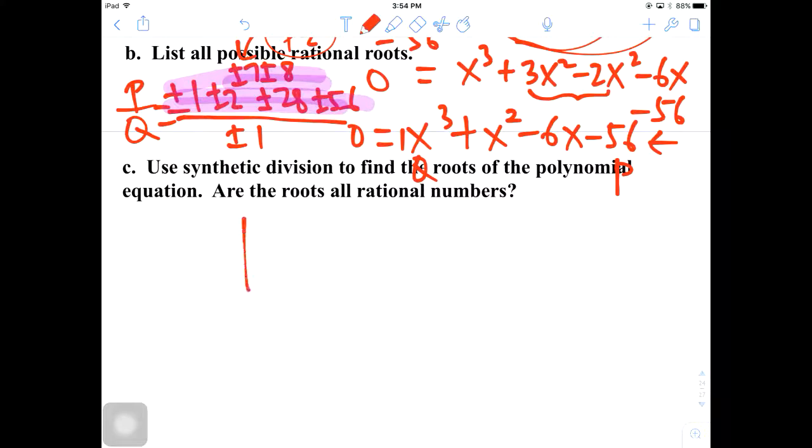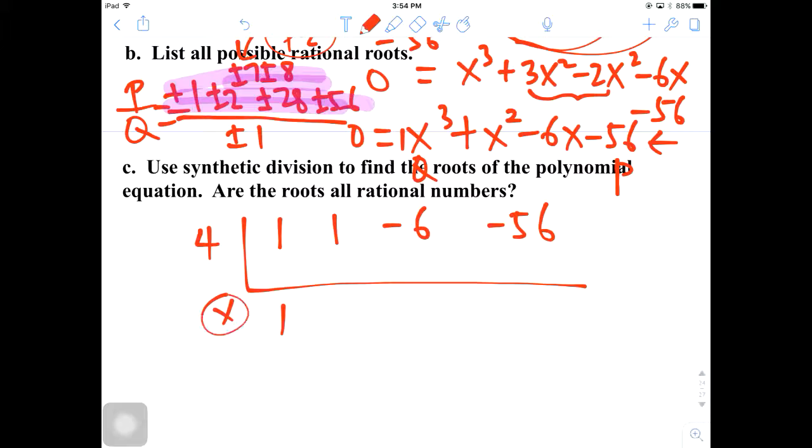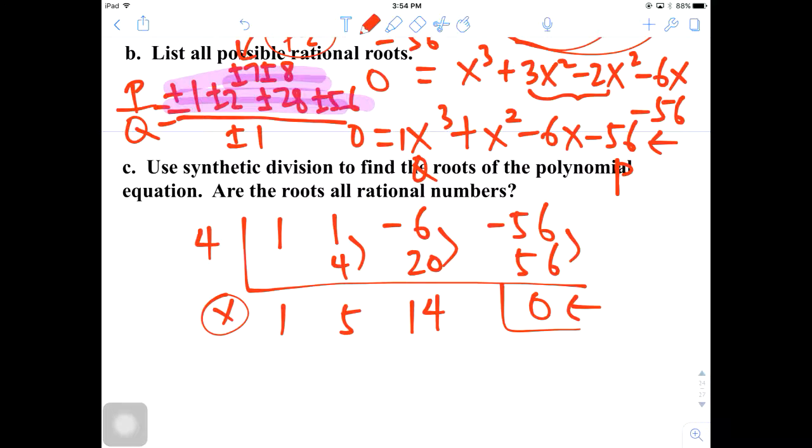And now we're going to use synthetic division again and list the coefficients. And there they are. And we're going to try one of the factors. So let's try 4, everybody. 1 times 4 is 4. Combining 1 plus 4 is 5. 5 times 4 is 20. Adding the two together, we have 14 times 4, which is 56. That gives us a 0. Yes, so we have a 0.